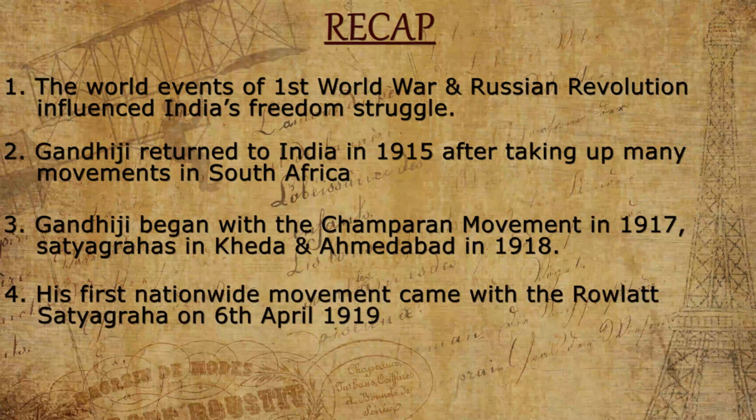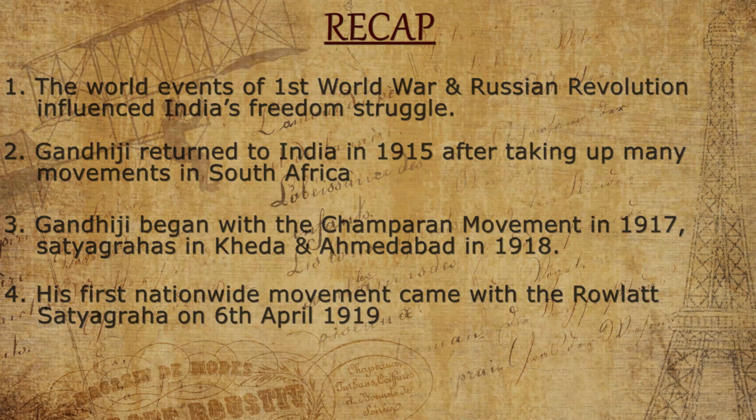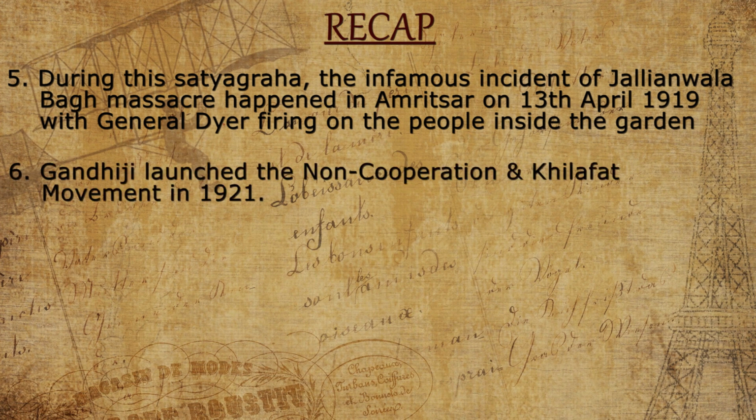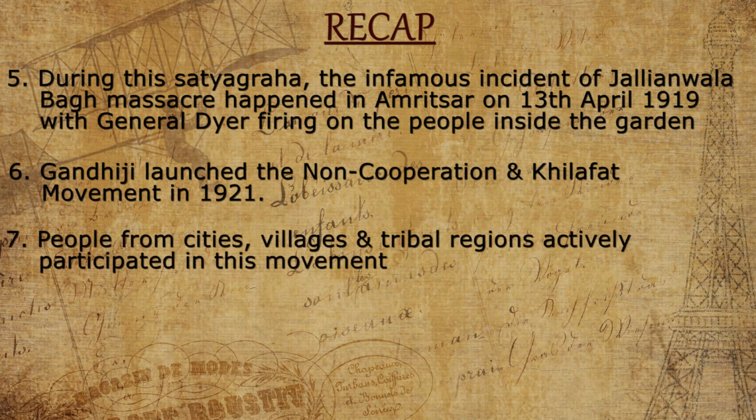His first nationwide movement came with the Rowlatt Satyagraha on 6th of April 1919. During the Satyagraha, the infamous Jallianwala Bagh Massacre happened in Amritsar on 13th of April 1919, with General Dyer firing on the people inside the garden. Gandhiji launched the non-cooperation and Khilafat movement in 1921. People from cities, villages and tribal regions actively participated in this movement.